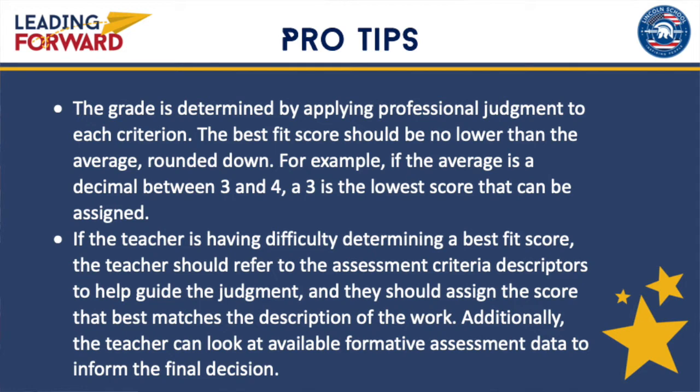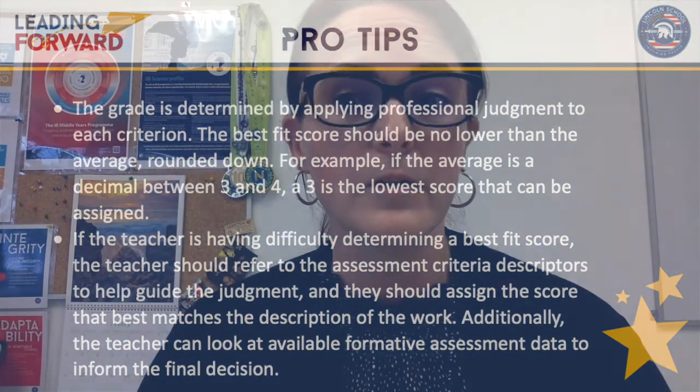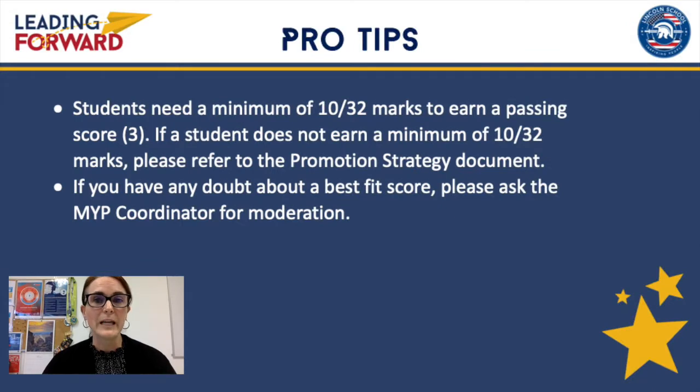If you're having difficulty determining a best fit score, you should refer to the assessment criteria found in the MYP subject guides and read the descriptors. Please choose the descriptor for the score that best matches the description of the student's work. You can also look at available formative assessment data to inform your final decision. Students need a minimum of 10 out of 32 marks to earn a passing score of 3. If a student does not earn a minimum of 10 out of 32 marks, please refer to the promotion strategy document that is part of the Lincoln Lowdown.